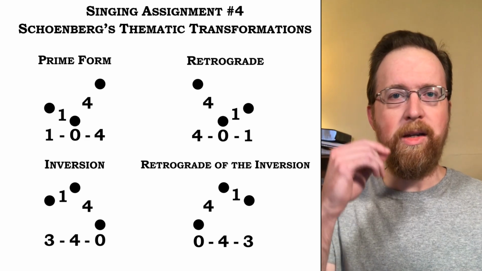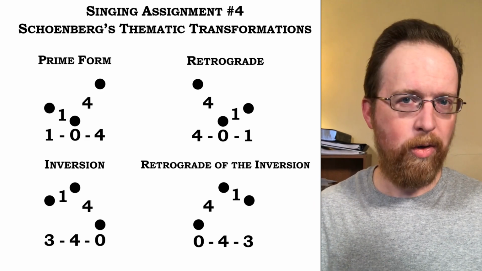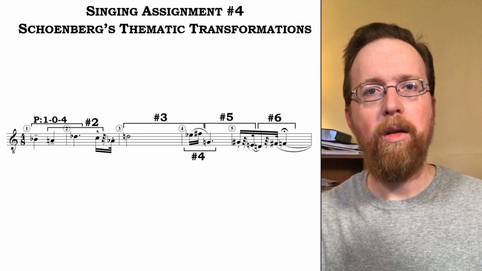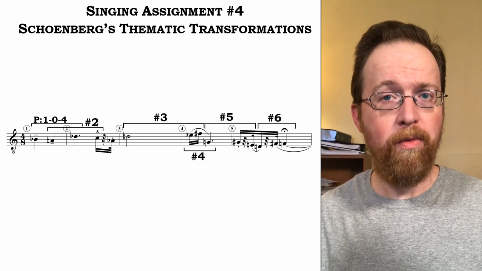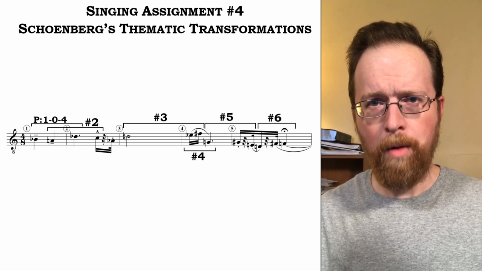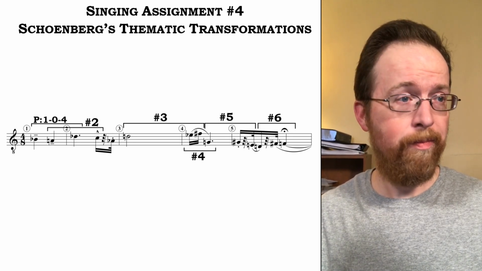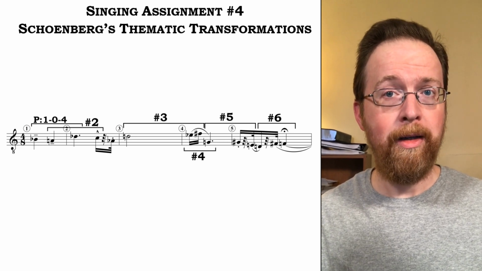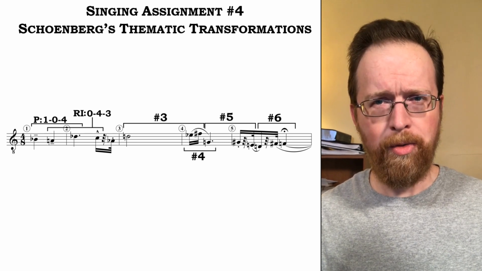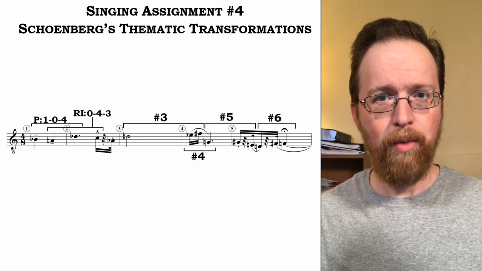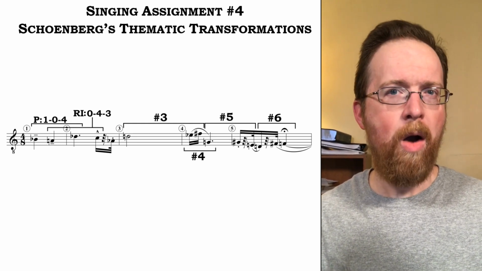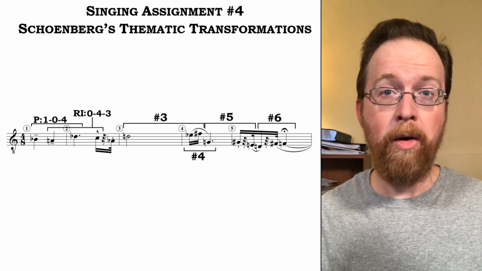Okay, let's apply these names and numbers to the trichords in our melody. So the first one is our prime form, 1, 0, 4. The second motive goes up 4 and then down 1. 0, 4, 3. Well, this is retrograde inversion, 0, 4, 3. Our third goes up 1 and then up 3.